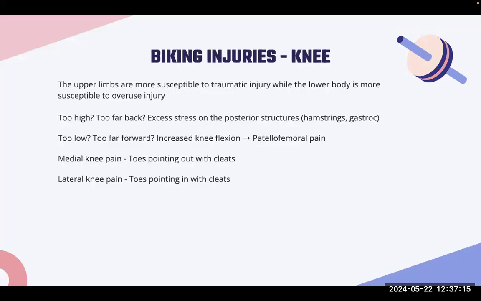So if the seat is too high or too far back, we have a lot of stress on the posterior structures. Because think about it, if the seat is too high, then you're extending your knee quite far at the bottom of the downstroke, and so it's going to lengthen your hamstrings and your gastroc, and that's going to put a lot of stress on them. But if the seat is too low or too far forward, you're going to bend your knees a lot, and that's going to cause a lot of anterior patellofemoral pain. You can get medial knee pain with toes pointing out, or lateral knee pain with toes pointing in.